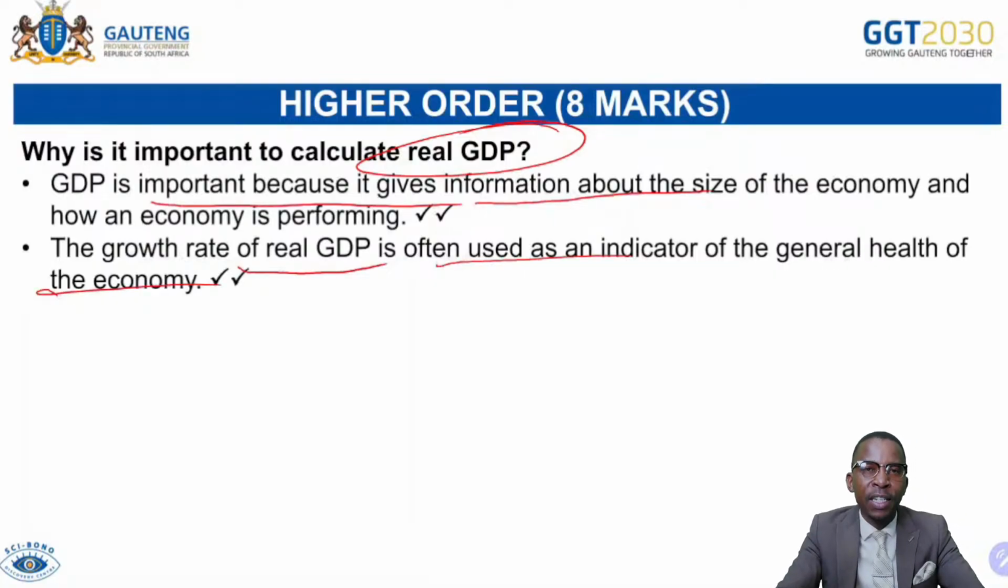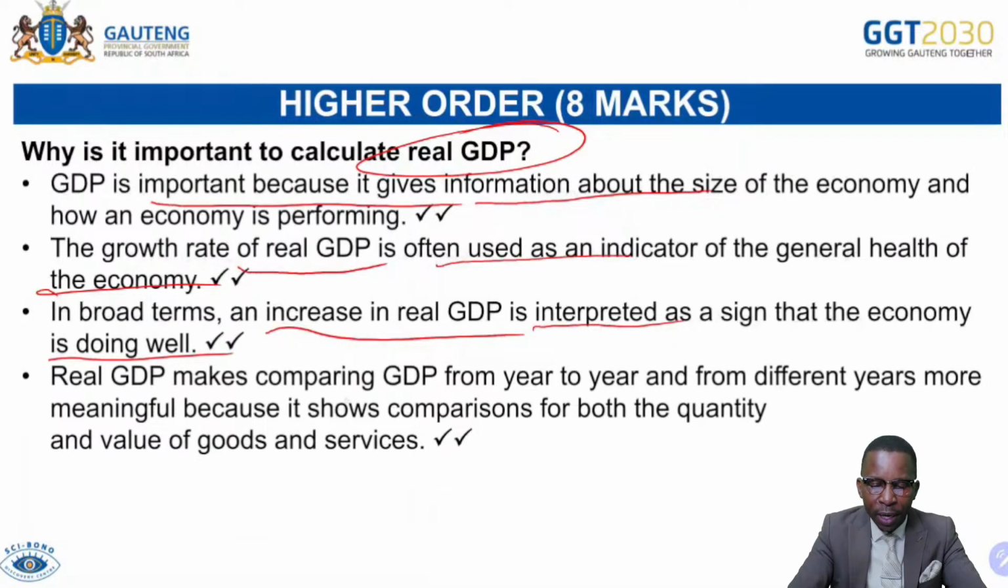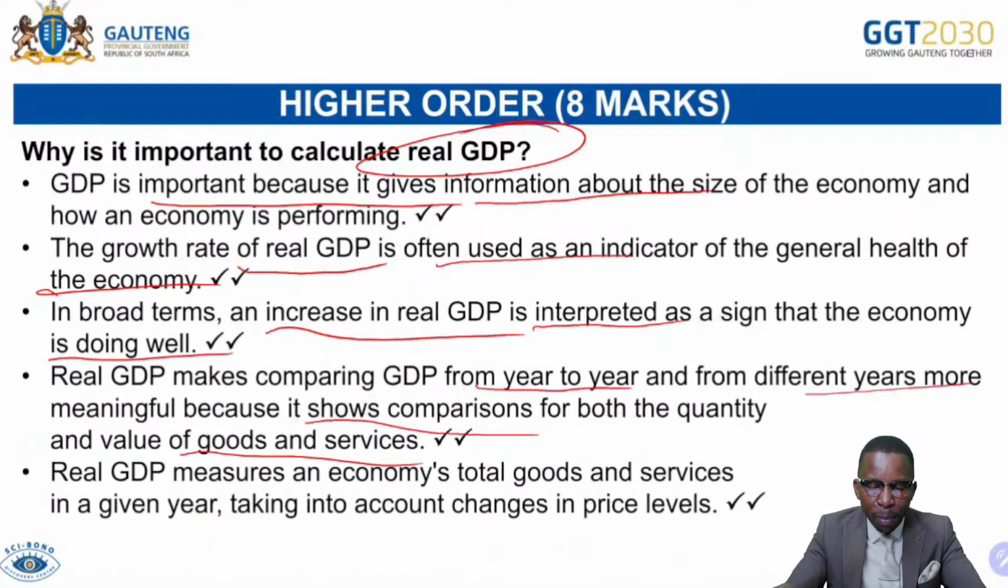If ever there's an increase in real GDP, we can also consider having growth in the economy. In broad terms, an increase in real GDP is interpreted as a sign of the economy doing well. Real GDP makes comparing GDP from year to year more meaningful because it shows comparisons of both the quantity and the value of goods and services. Real GDP measures the economy's total goods and services in a given year, taking into account changes in the price level, or inflation.